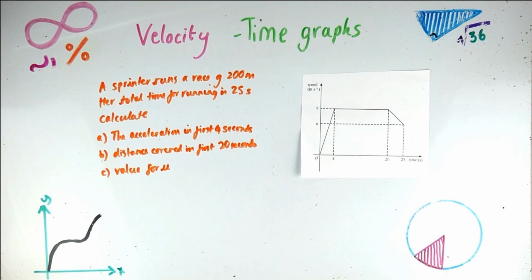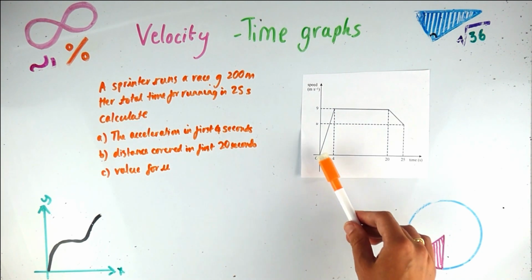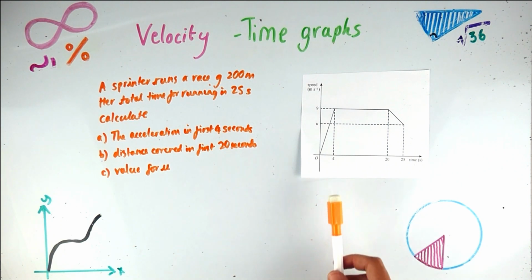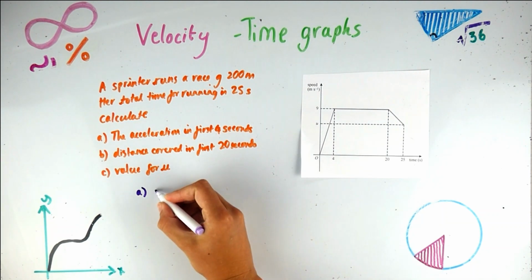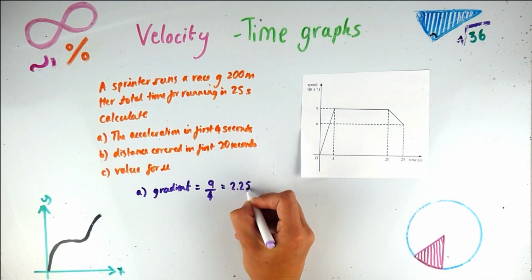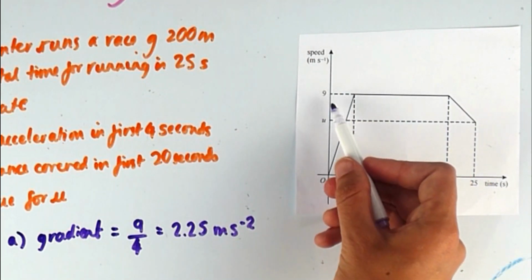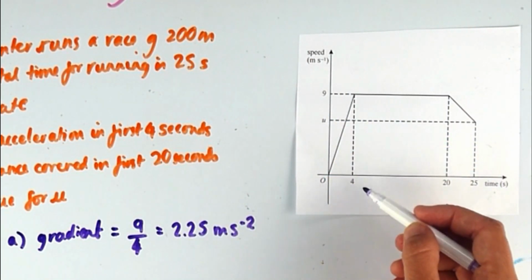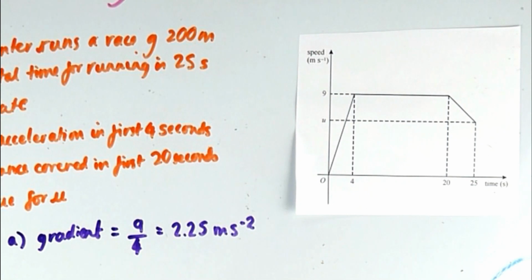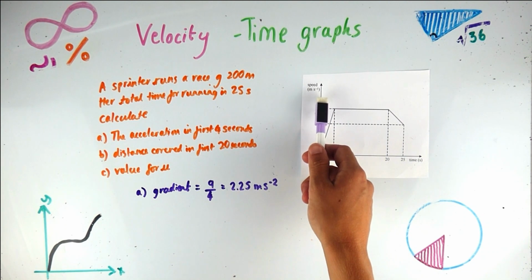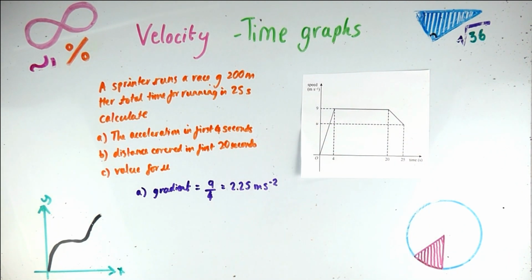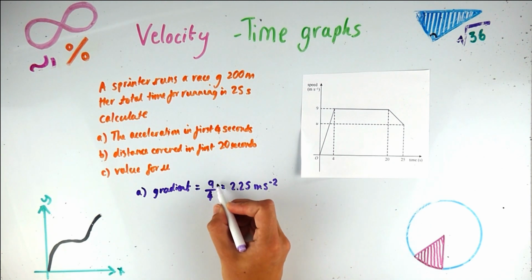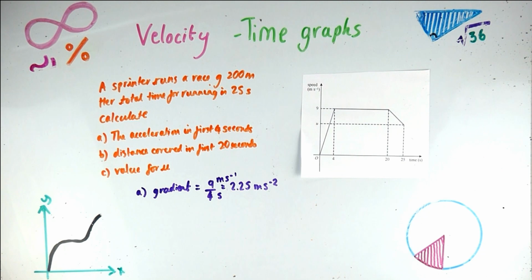Okay, so if we're looking for the acceleration in the first 4 seconds, we just want the gradient, because the gradient is the acceleration. So the gradient is 9 divided by 4, which equals 2.25 metres per second squared, because we've divided metres per second by a second. So yeah, it's important to remember the units. Actually, I might just write them down here, just so you remember.